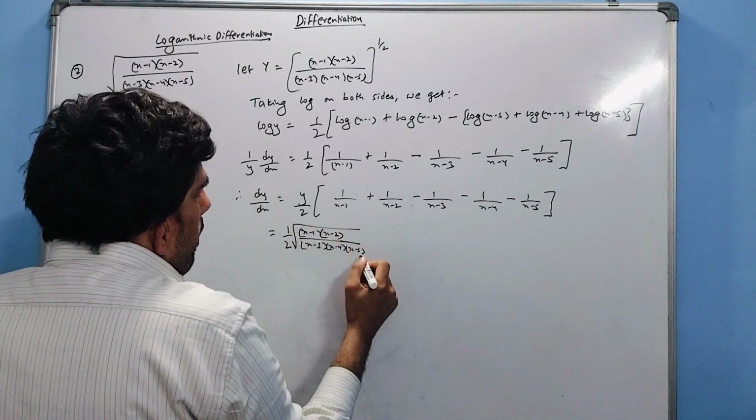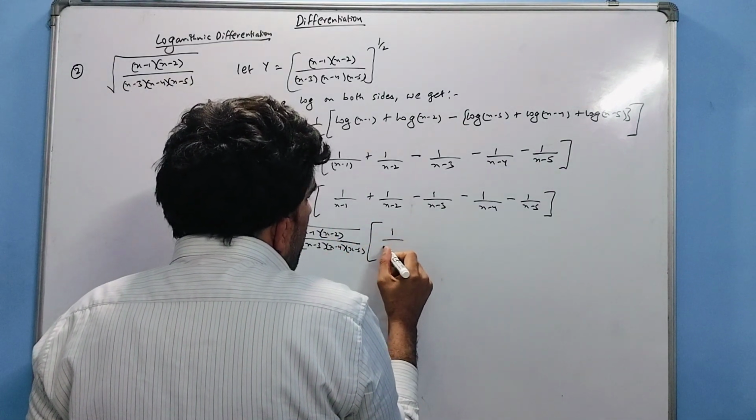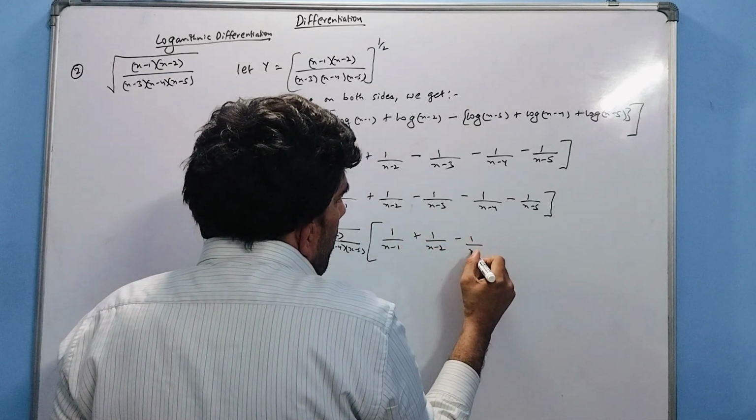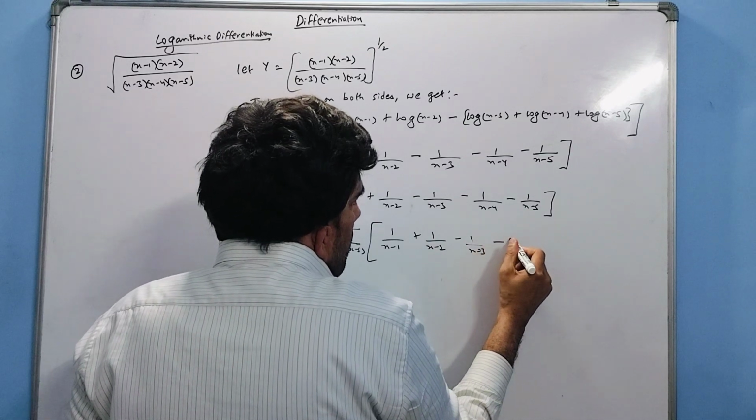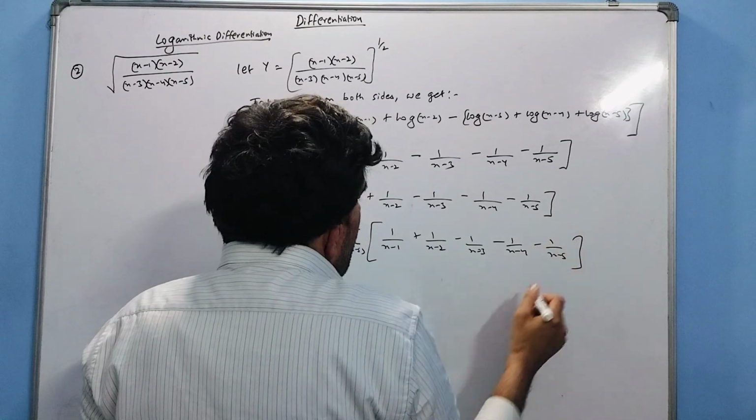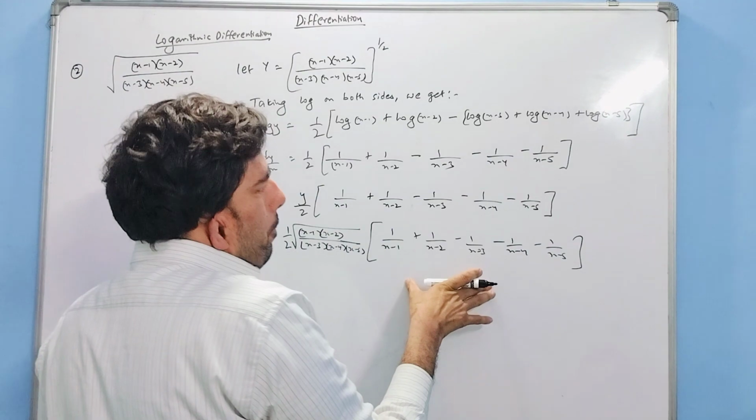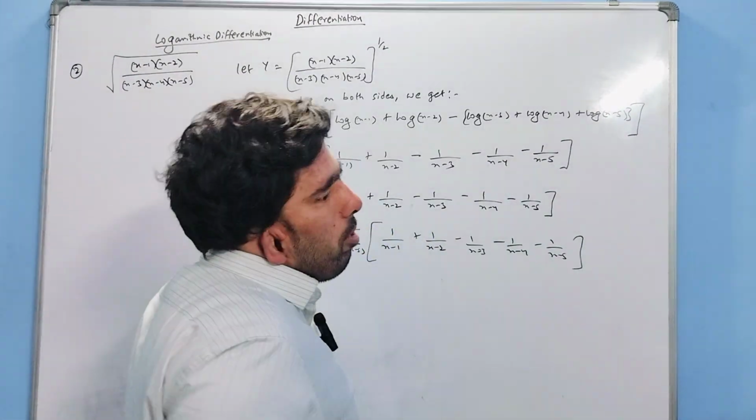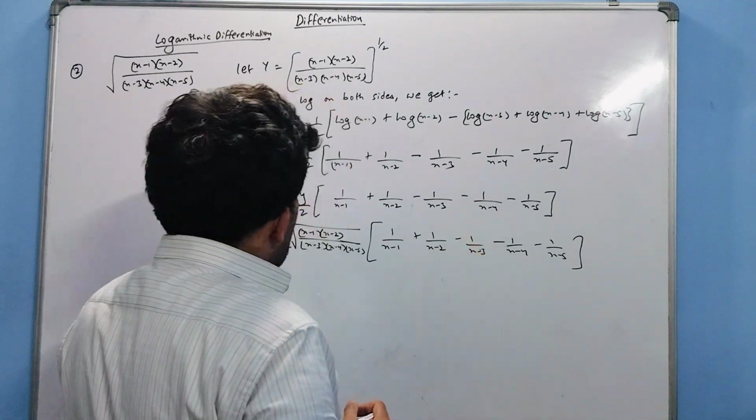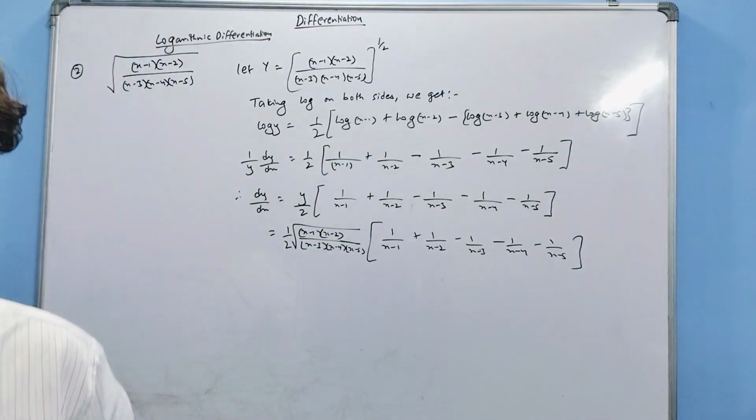We have this, and we can put this here as it is: 1 upon x minus 1 plus 1 upon x minus 2 minus 1 upon x minus 3 minus 1 upon x minus 4 minus 1 upon x minus 5. I know the question arises in everyone's mind: if I take the LCM of this, what will happen? It will become much more complex. So avoid that complication and leave it as it is. That is how we are able to differentiate like this.